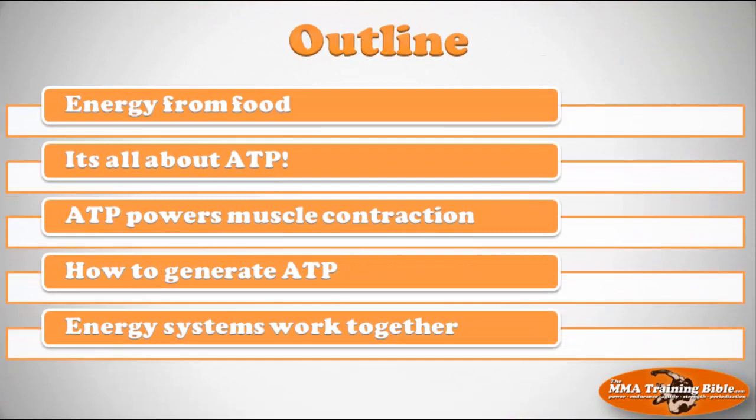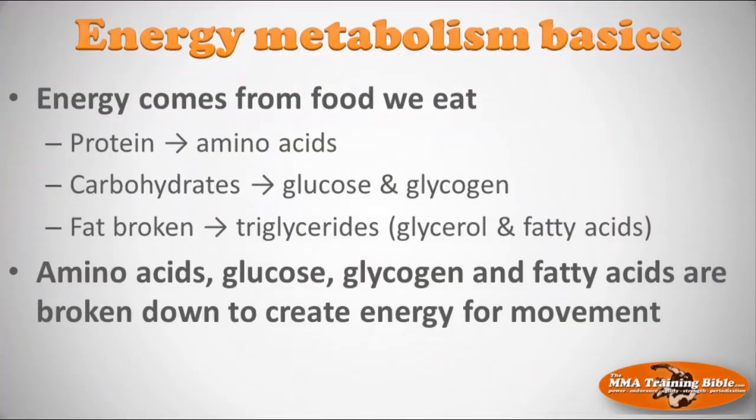This is the outline. First, we're going to talk about energy coming from food, and then we're going to tell you how it's all about ATP. We're going to define it, let you know everything about it. We're going to link ATP to muscle contraction after that, and then we're going to tell you how you can generate more ATP through energy systems. And we're going to emphasize the fact that all energy systems work together. So let's get into it.